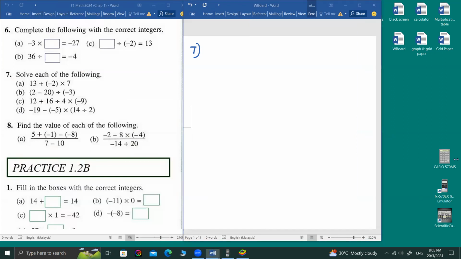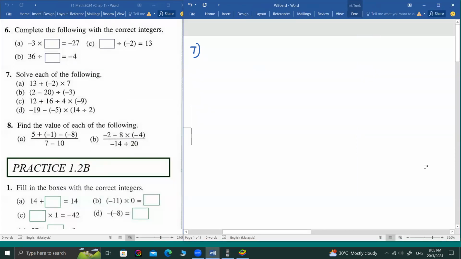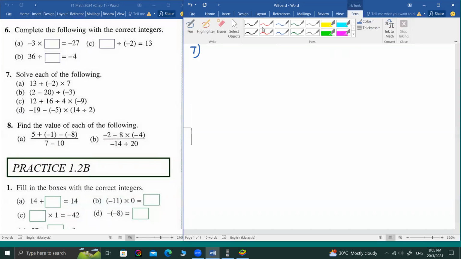Okay, now look at question 7. All the while I say, right, I will teach you with and without calculator. Yeah, because in Form 1, sometimes the question might ask you not to use calculator. Of course, if you use calculator, direct, you can get the answer right.